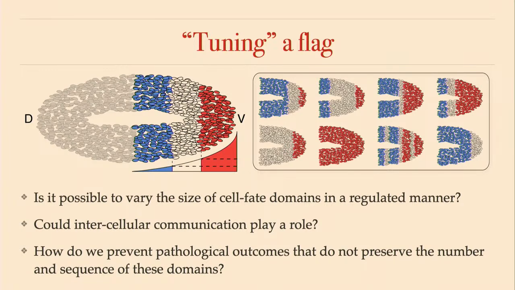how do you end up with these sorts of pathological outcomes, right? So for example, here if you have a gradient like this, what are the situations that would give rise to this? Here you see that we have lost one of the domains, and instead we have stripes of red, blue, red, white, red, and so on, right?